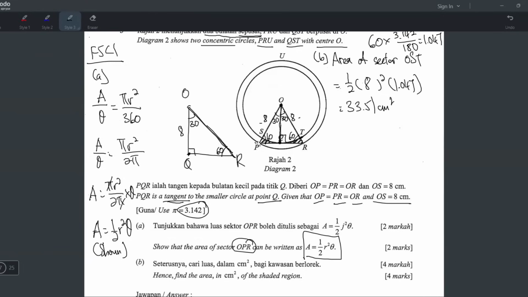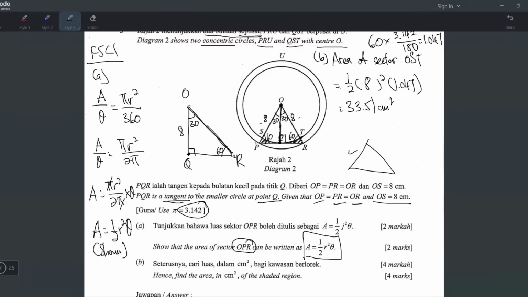Okay. Later for the area of triangle, it's a equilateral triangle, right? Because all three sides sama panjang. So you can find out these two sides and then here is 60 degrees. So you can use the formula 1 over 2 AB sine C. But of course you have to find your AB first lah, and that means you find the OR panjang lah. Okay, that's one way to do it.